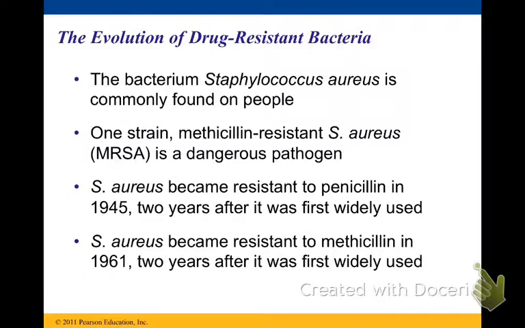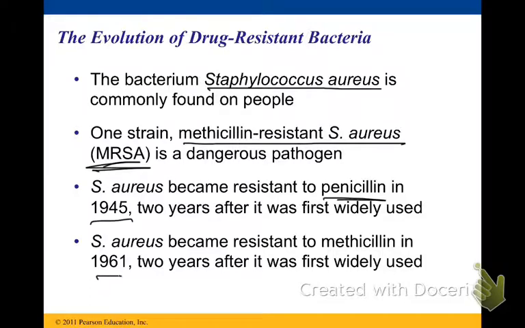Okay, another example of direct observation is this particular organism, a bacterium called Staphylococcus aureus. It is commonly found in people. One of the strains is methicillin resistant Staph aureus, or MRSA. It is a very dangerous pathogen. It became resistant to penicillin in 1945. Then in 1961 it became resistant to methicillin.